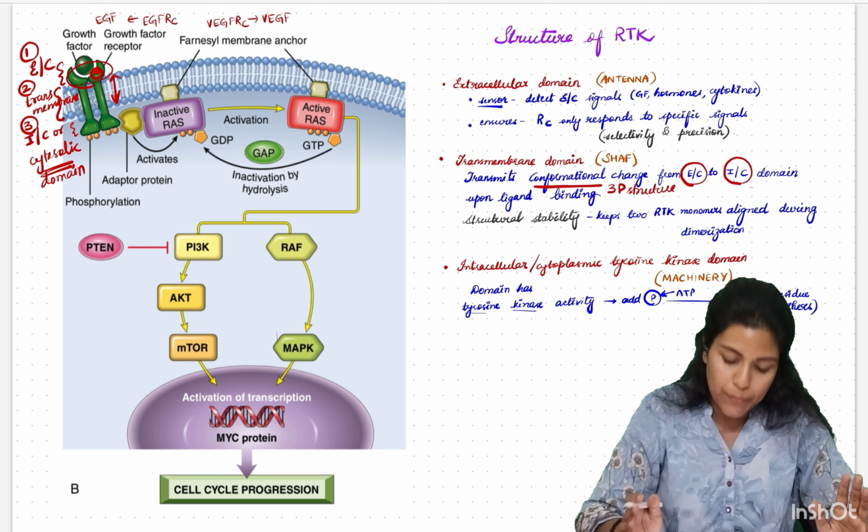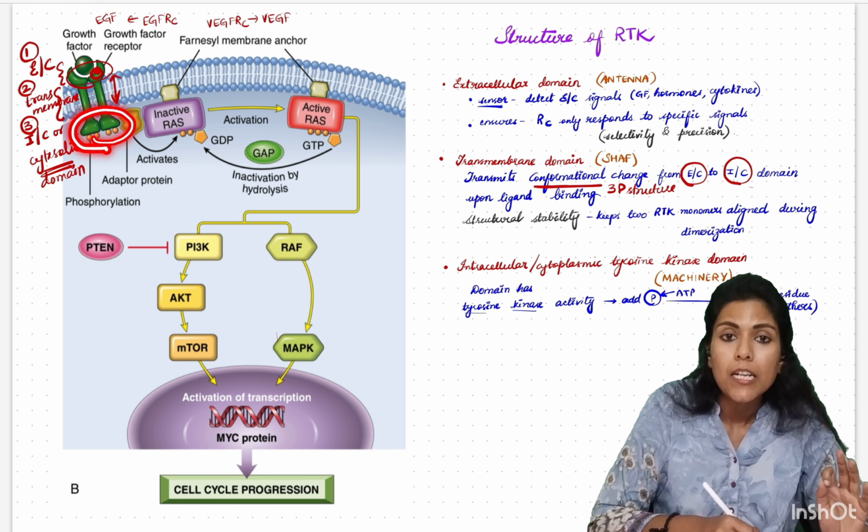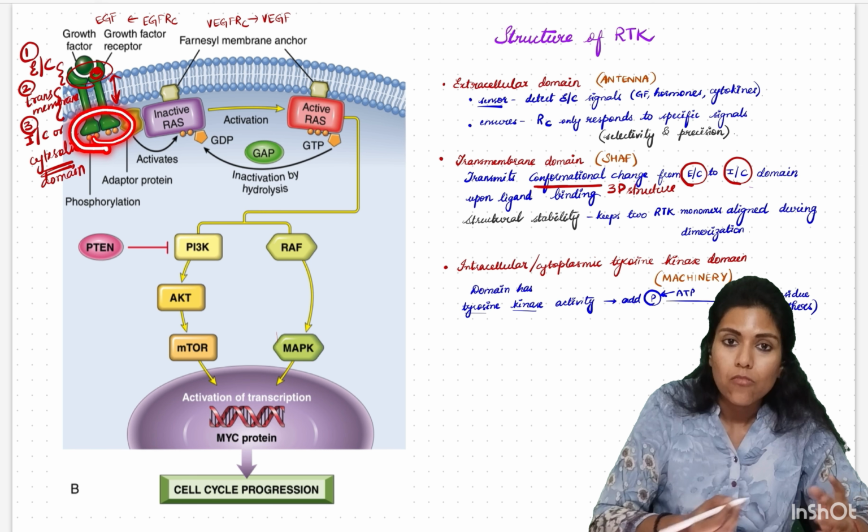Coming to the third part, that is the intracellular or the cytoplasmic tyrosine kinase domain. This intracellular part of the receptor has the main component, that is the enzyme activity. What you are calling is this kinase domain. The kinase domain is the main machinery or the engine of the receptor. This domain has tyrosine kinase activity, meaning it will add phosphate.